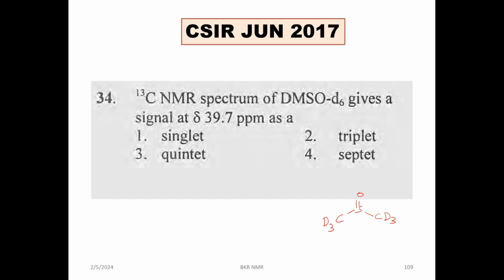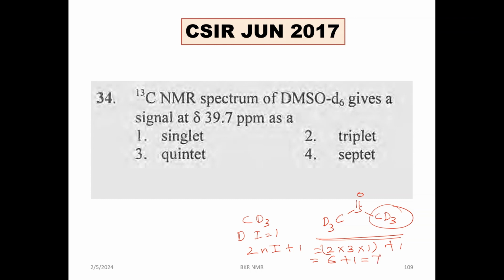So this is a December 2017 question. Here they are asking for the multiplicity of DMSO-d6, deuterated dimethyl sulfoxide. The carbon is attached to 3 deuterium, and we know that the deuterium I value is equal to 1. We have already seen a similar case in acetone, so 2nI plus 1: 2 into the number of deuterium, which is 3, I value is 1, plus 1. So 6 plus 1 comes to 7. 7 is a septet. So the answer is option 4.